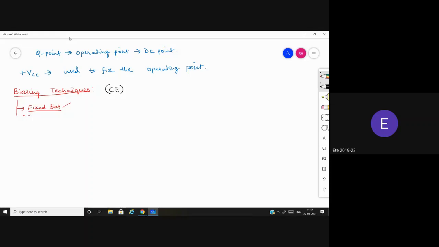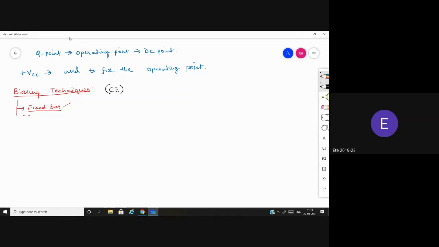Whether you are using an NPN transistor or a PNP transistor, the output will be the same, but there will be a polarity difference. That means if you are using a PNP transistor, then instead of plus VCC supply, you need to use minus VCC. If you are using NPN, then you should use plus VCC. Why is it so? Let us see.